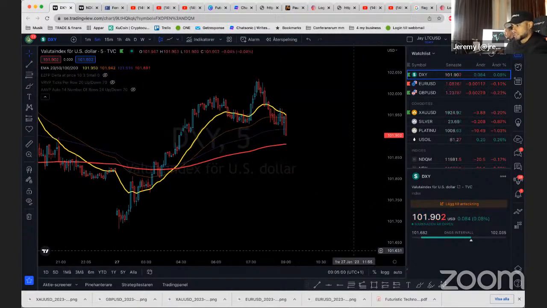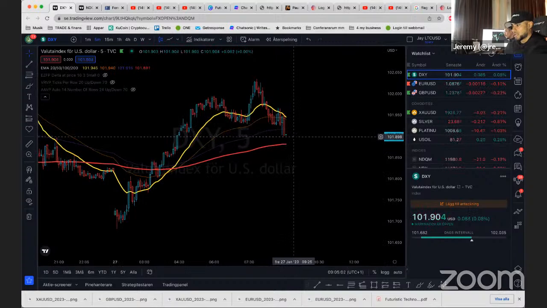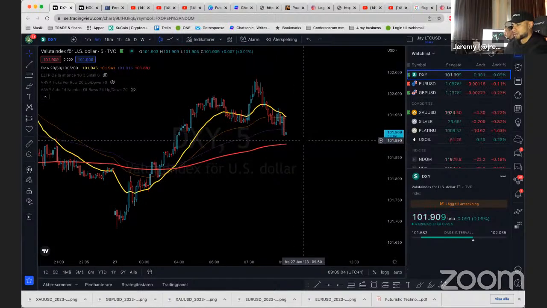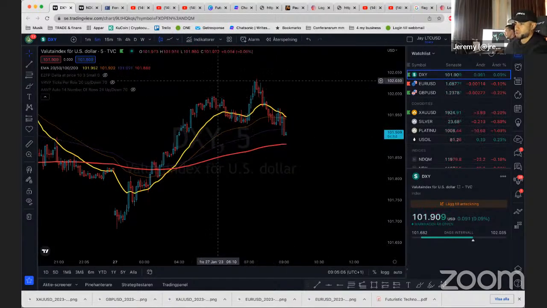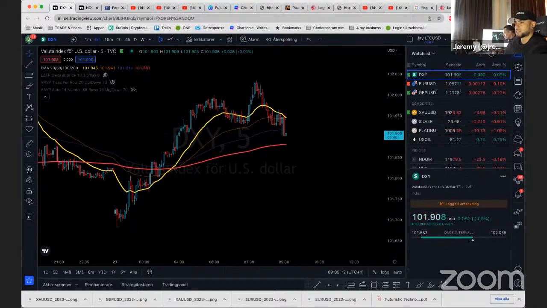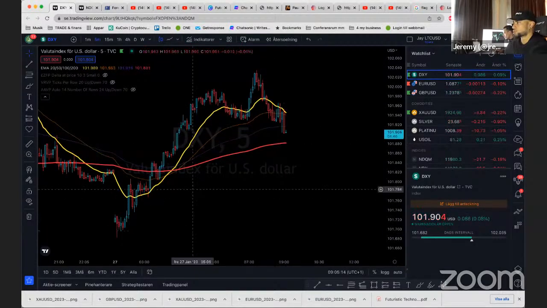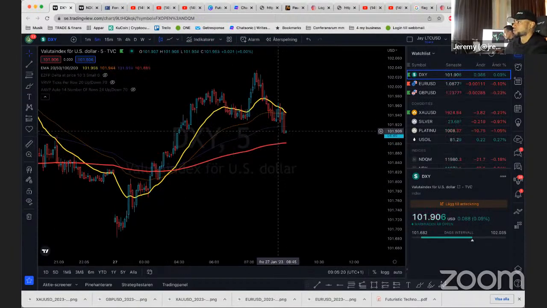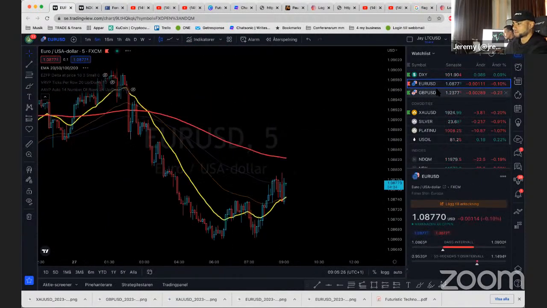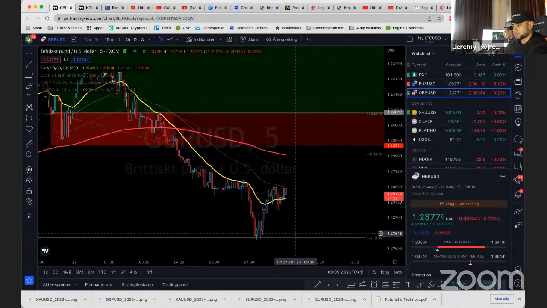Right now, the dollar is ranging. It's not making any real move, but this is not the US open, this is the UK open, so we won't see much happening with the dollar right now. We're looking at the GBP. Let's get back to it.